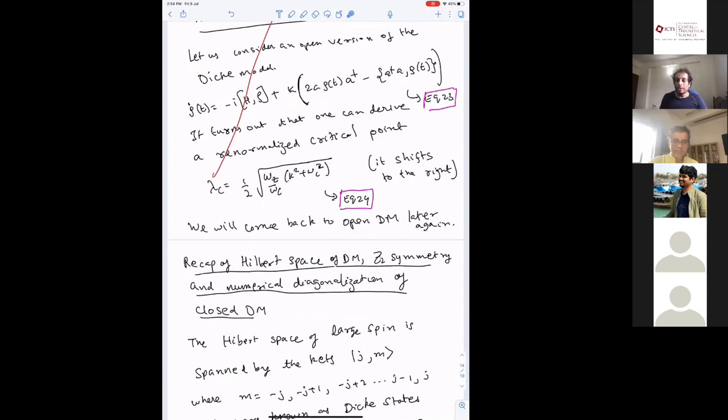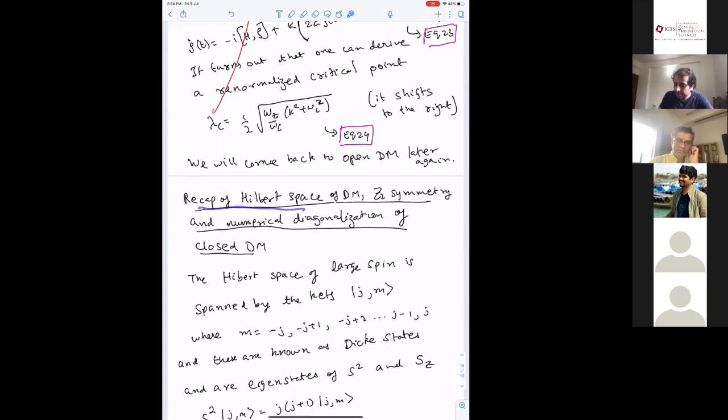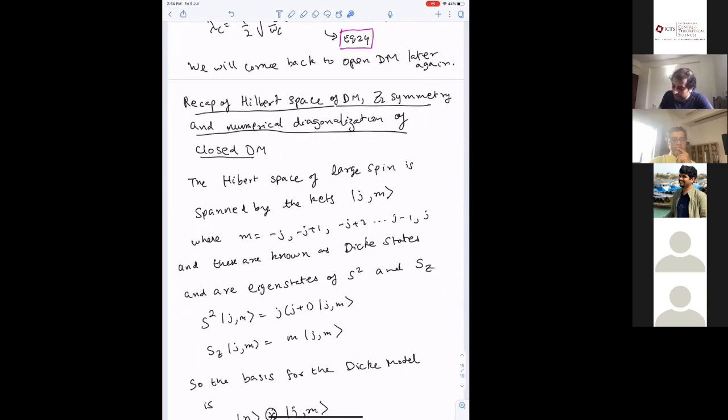Now we know that there is something interesting that happens below and above lambda critical, and keep in mind, it's good that the question was asked, that there's a large S limit where the semi-classics becomes exact. But now let's recap the Hilbert space of the Dicke model and talk a little bit about Z2 symmetry. Notice that the Jaynes-Cummings model had a U1 symmetry, but this model has a Z2 symmetry, and then we will say a few words about numerical diagonalization of the closed Dicke model.